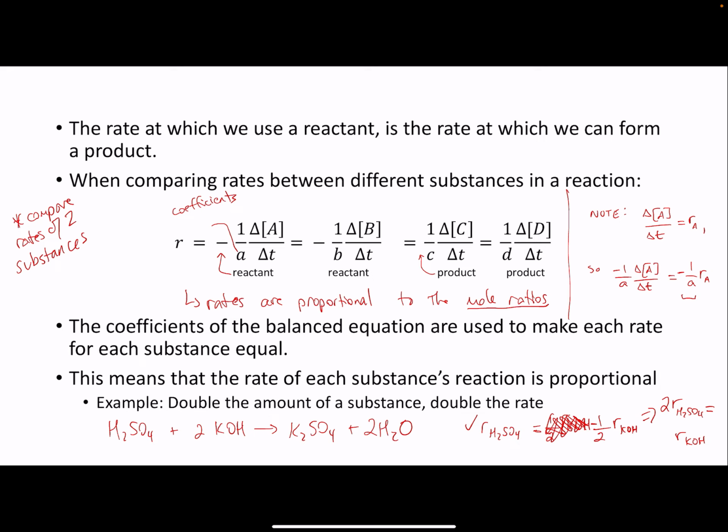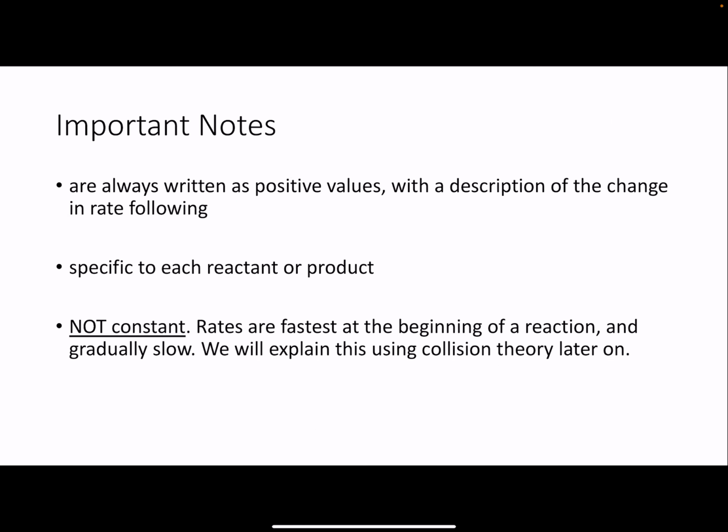So hopefully that clears that up a little bit, and we'll go through a few more examples with that. Some important things to note is that rates are always written as positive values, and the description of the change is written after that. So we'll write the number and then whether something is being consumed or formed in the reaction. It is specific to each reactant or product, not the reaction itself. So we don't say the reaction is occurring at so many moles per liter per second. We say the reactant is being consumed or the product is being formed at a certain rate.